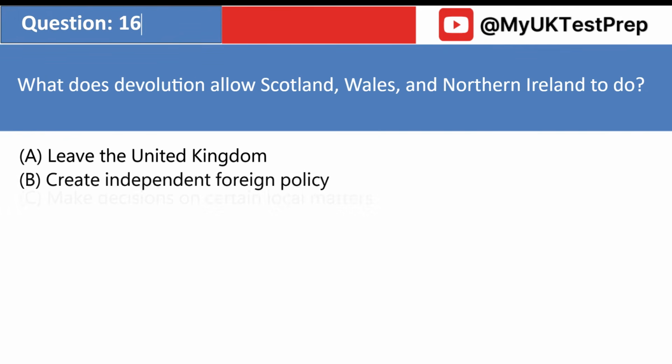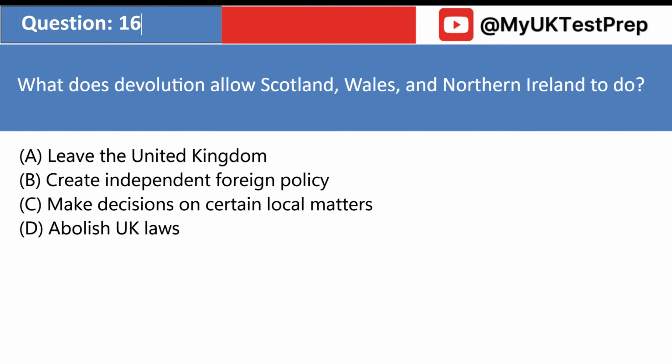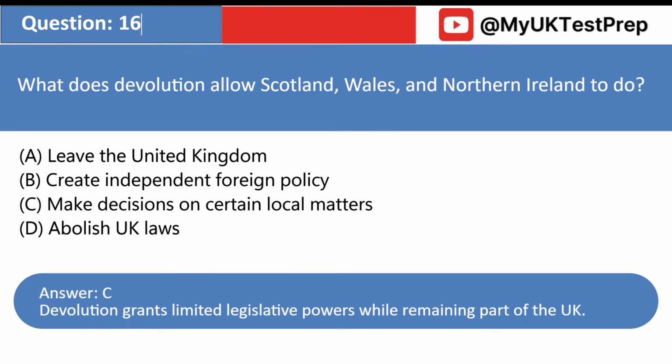What does devolution allow Scotland, Wales, and Northern Ireland to do? A. Leave the United Kingdom. B. Create independent foreign policy. C. Make decisions on certain local matters. D. Abolish UK laws. Answer: C. Devolution grants limited legislative powers while remaining part of the UK.